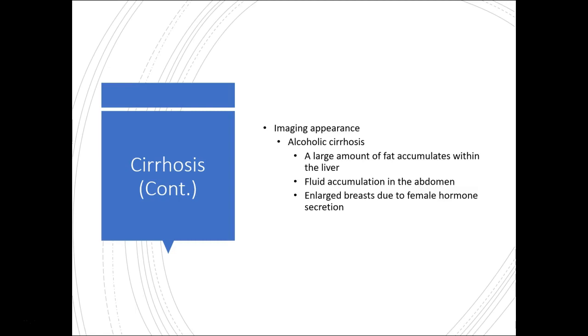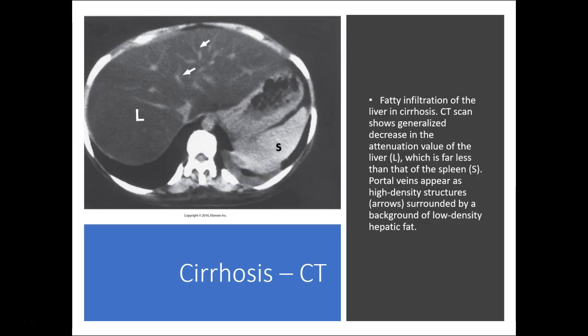So the normal Hounsfield units, if we're measuring the density of the tissue using CT, or we can see it in MRI, if we're looking at the density of that tissue, it's going to be a lot more dense. It's going to be darker. So fluid accumulation within the abdomen and the large breasts due to female hormone secretion.